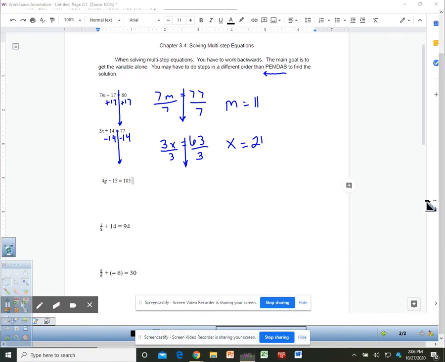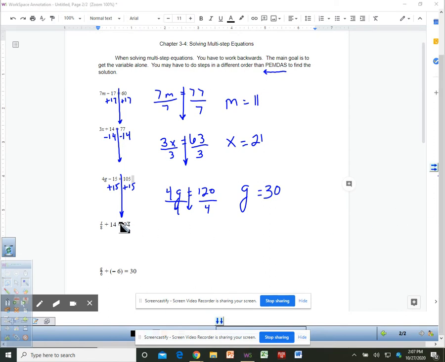Okay, same thing on the next one. So drop our anchor. We got to get rid of all of our subtraction and addition first. So we're going to get rid of the subtraction by adding 15 to both sides. That leaves me with 4g equals 120. Now here I'm going to divide by 4 on both sides to get rid of that multiplying. I'm stuck with g equals 30.